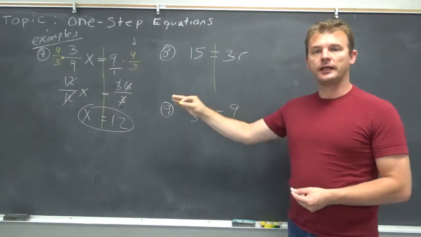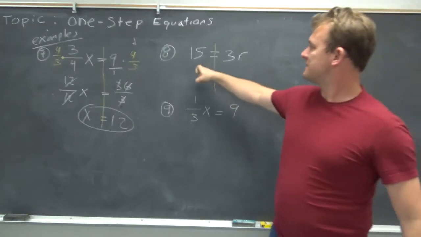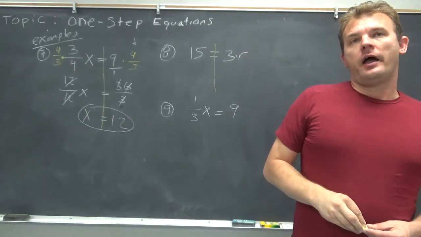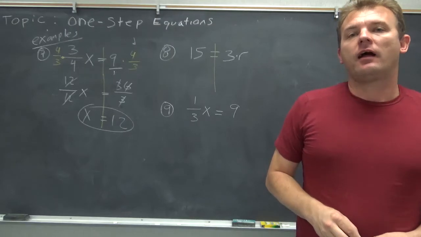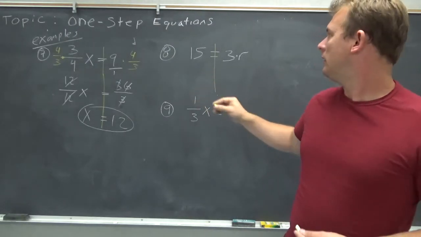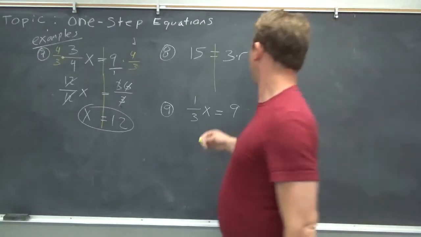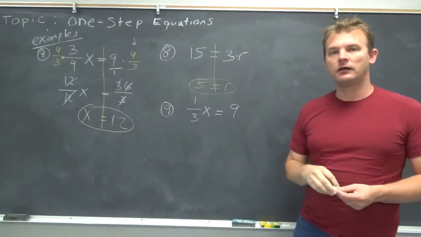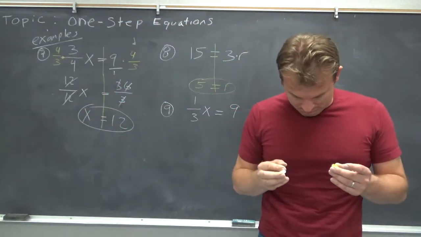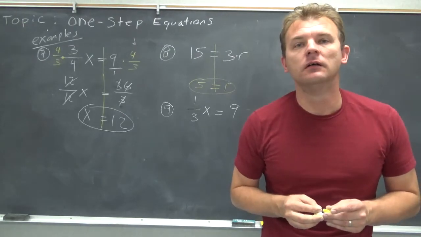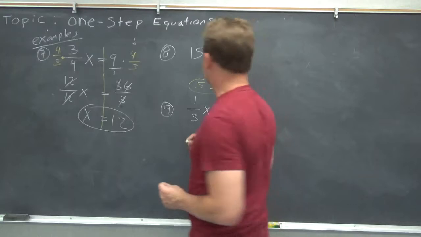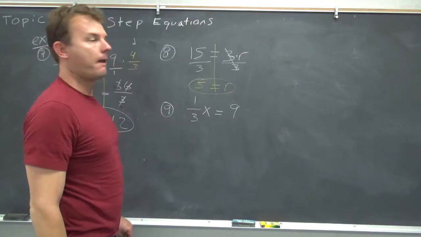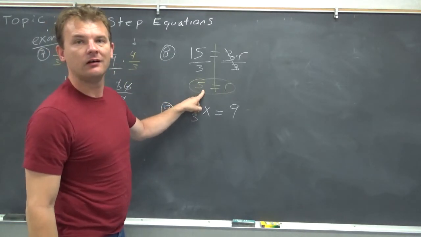Here's your line. It kind of keeps things organized. This is 15 equals 3 times r. And you can probably think that I can tell you the answer right now without doing anything. It's going to be 5. And I'm going to be like, good, you're getting it. How'd you get there? Well, I did 15 divided by 3 is 5. And I'd be like, good for you.